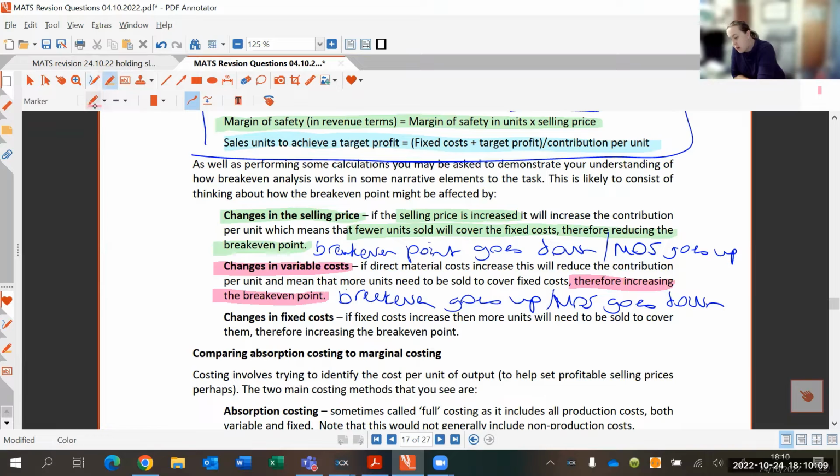Similarly but differently, you might also be told that your fixed costs are changing, going up or going down. A bit like with the variable costs, if your fixed costs are going to increase, then you again need to sell more units to cover those fixed costs that have gone up. So you will increase your break-even point and it will decrease your margin of safety as well. So it's the same as you've got in this situation here, same as that.